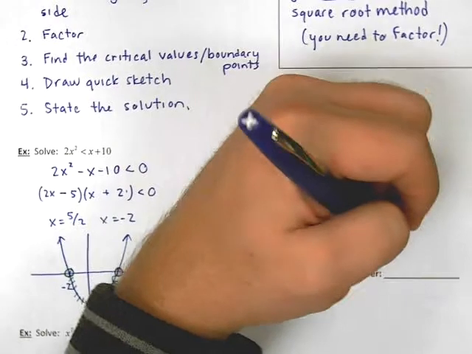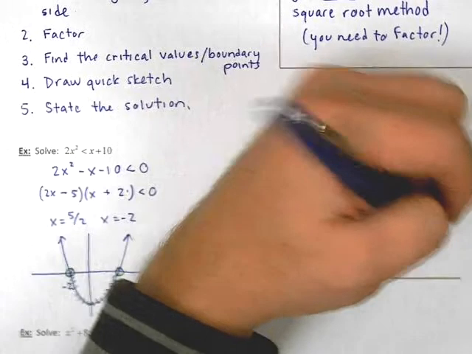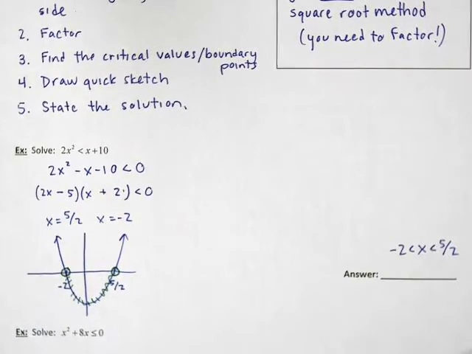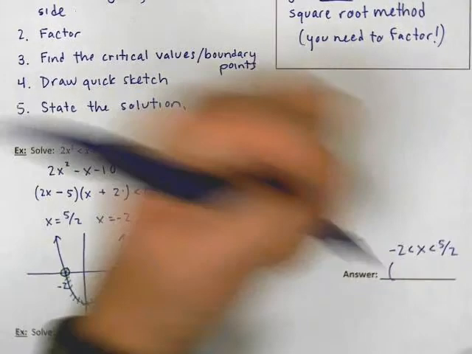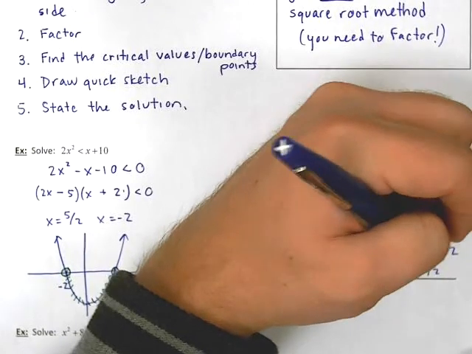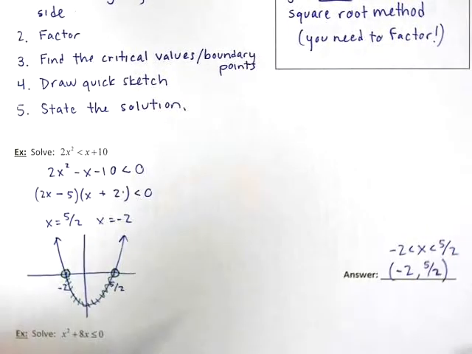Now, you have two options here. -2 is less than x, is less than 5/2, is more than okay. What's the other one? The one I actually kind of like a little more, but it's not the end of the world. I'm going to go -2, comma, 5/2. And I put parentheses because I cannot include those critical points. Both of these answers are perfectly acceptable.